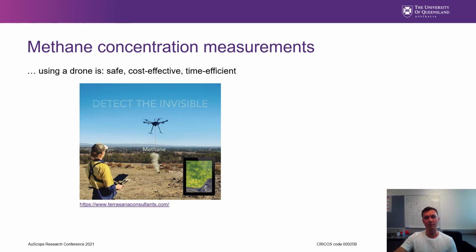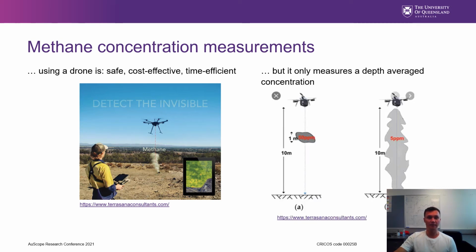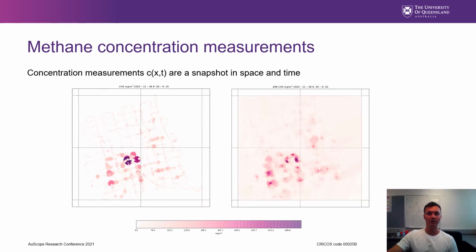So obviously using a drone is a rather safe way to measure methane, and it's also very cost effective and time efficient. The problem is that it only measures concentrations and it also only measures the depth averaged concentration. So here we can see an example of such a drone survey.